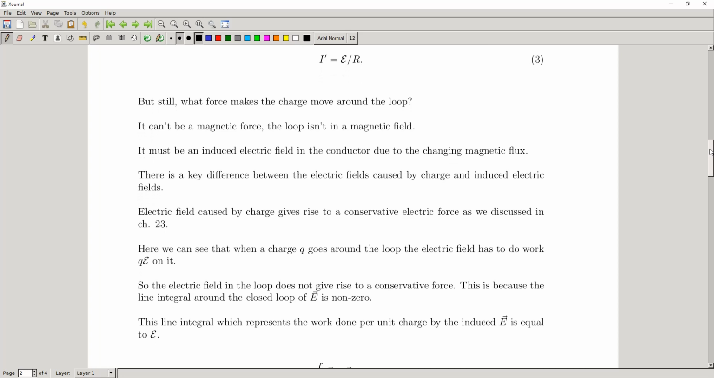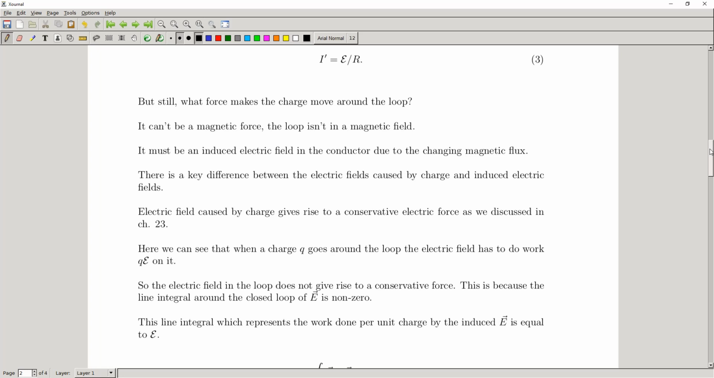If there is an electric field, then this explains a lot. If there's an electric field, there's something causing our EMF, there's something driving our current, and so it must be true that there's an induced electric field in the conductor due to the changing magnetic flux.